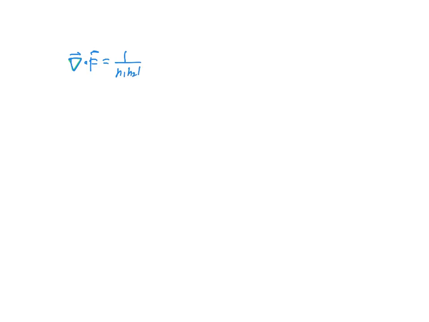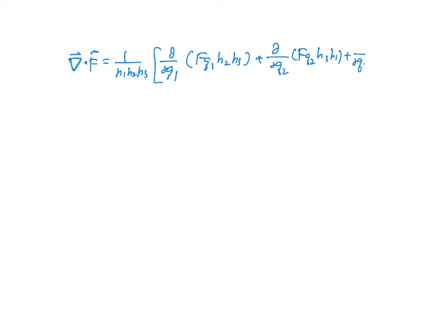H1, H2, H3, partial Q1, partial F Q1, H2, H3, plus partial Q2, partial F Q2, H3, H1, plus partial Q3, partial F Q3, H1, H2. Correct?